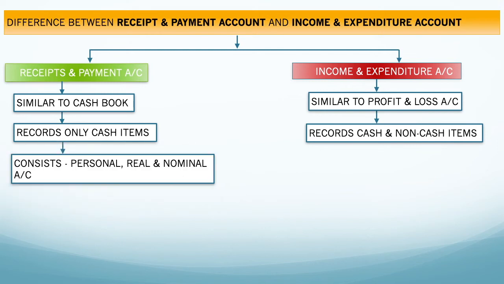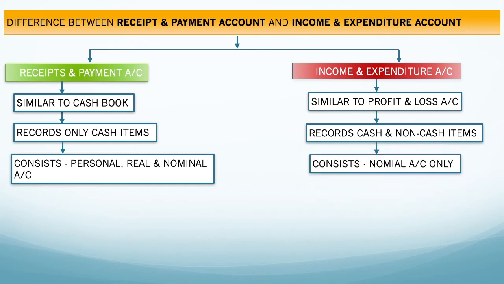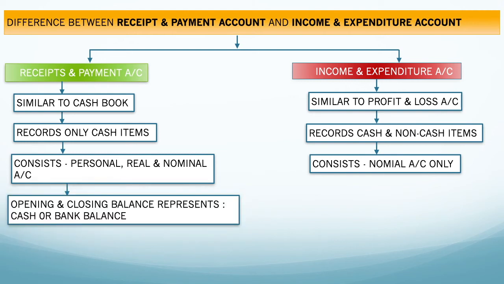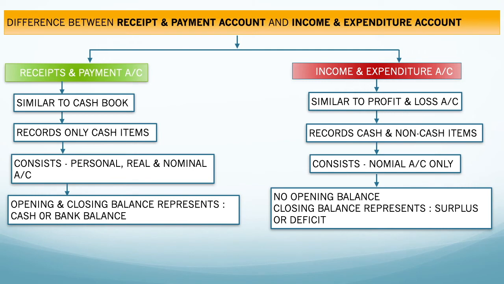Then next, it consists of personal, real and nominal accounts. That means if money has been received through, or paid to, a personal, real or nominal account, all of these will be recorded together in the receipt and payment account. But in the income and expenditure account, it will only record nominal account entries. Then the next important difference is that the opening and closing balance represent the cash or bank balance. But in the income and expenditure account there is no opening balance, and the closing balance represents a surplus or deficit. The difference of the income and expenditure account is either a surplus or a deficit.